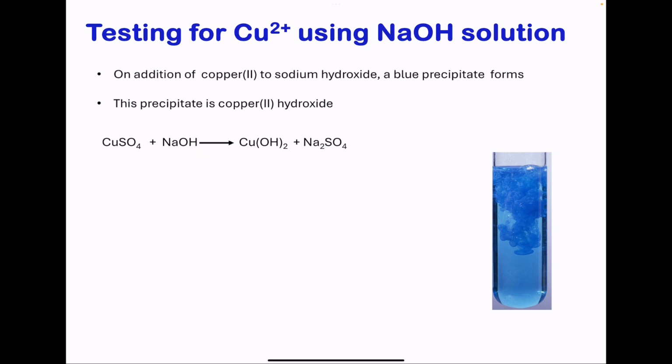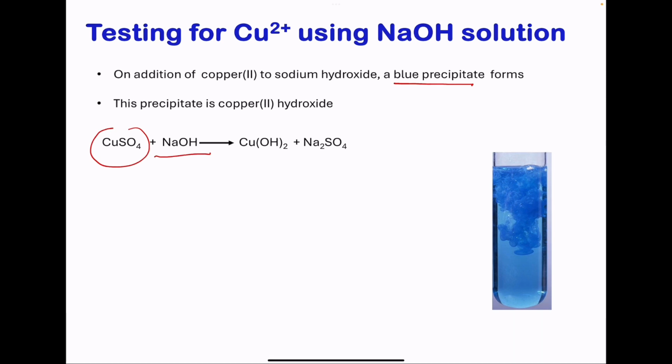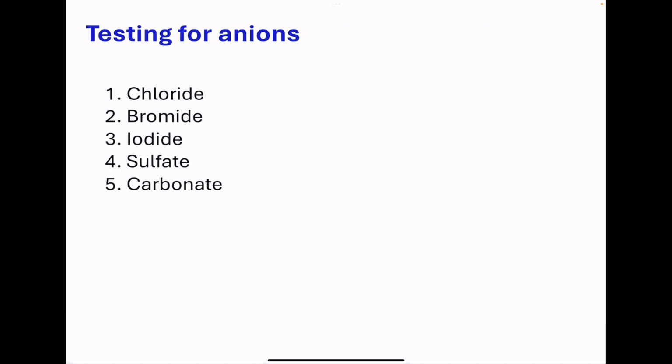Next is testing for copper using sodium hydroxide solution. Again, to the sample containing copper like copper 2 sulphate, we'll add sodium hydroxide and observe the color of the precipitate formed. If the precipitate formed is a blue precipitate, then that is confirmation that the compound we had initially was copper 2 plus, and in this case the precipitate is going to be copper 2 hydroxide. Next we go to the anions.